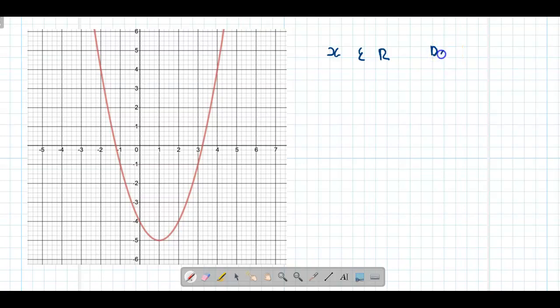Now for y, it's slightly different, because the smallest y value I've got on here is right there, and that's where y is -5. y can be -5, but it has to be bigger than or equal to -5. So this number here becomes my range. So that's really simple how we can find domain and range from using graphs.